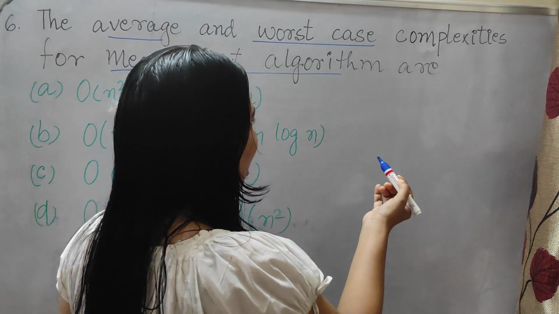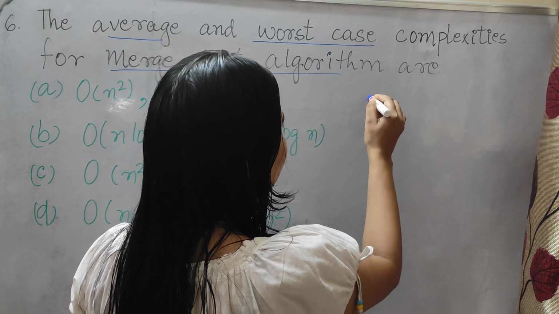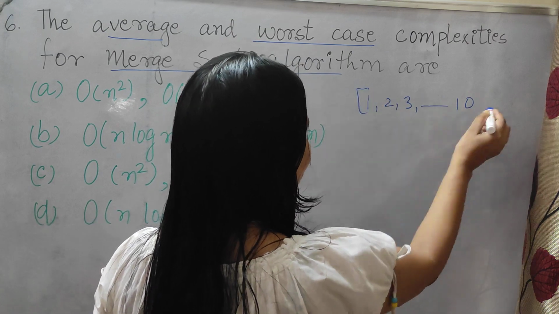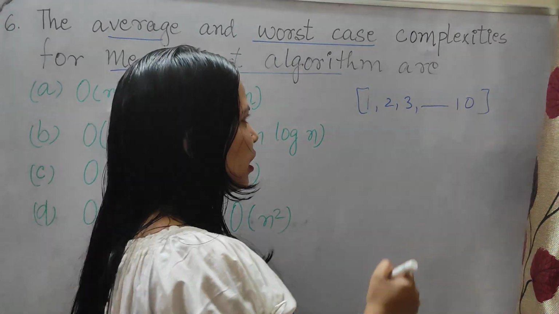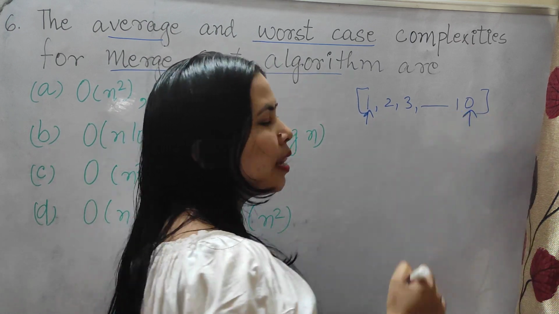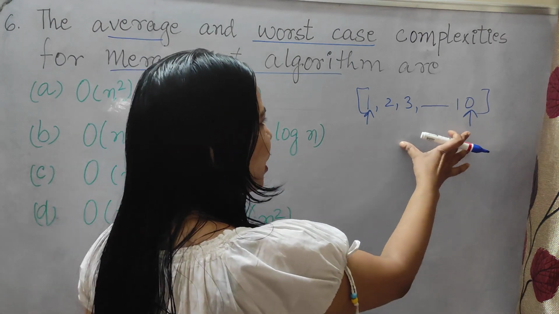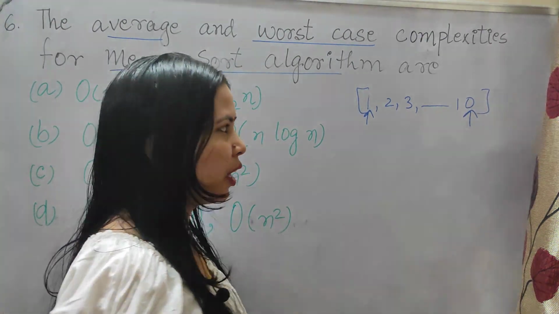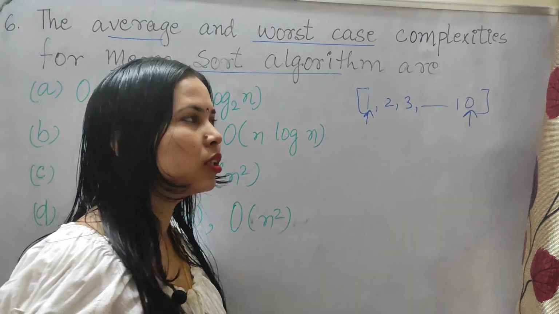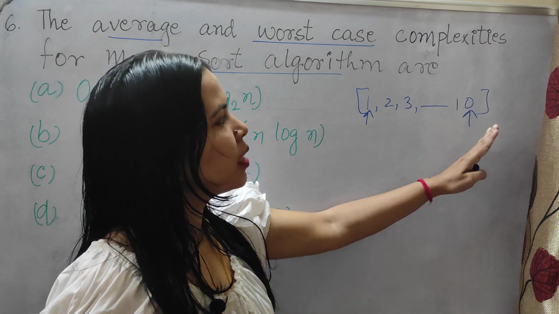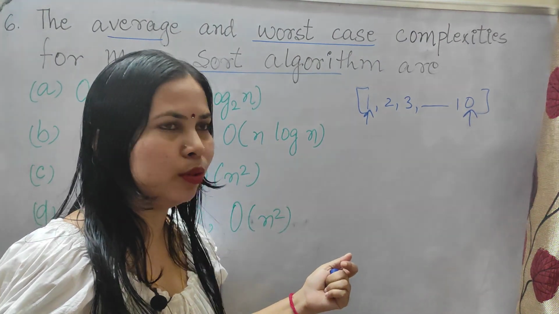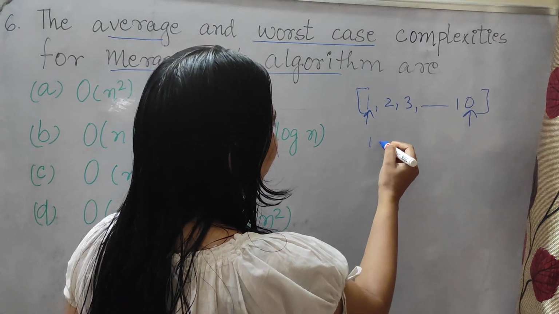Now we will see how it works. Suppose 10 elements are given, 1 2 3 4, like this 10 elements are given in the array, so this is the first element and that one is the last element. I am explaining in a short way. In merge sort, we take the first element plus the last element, divided by 2, to find the middle value.